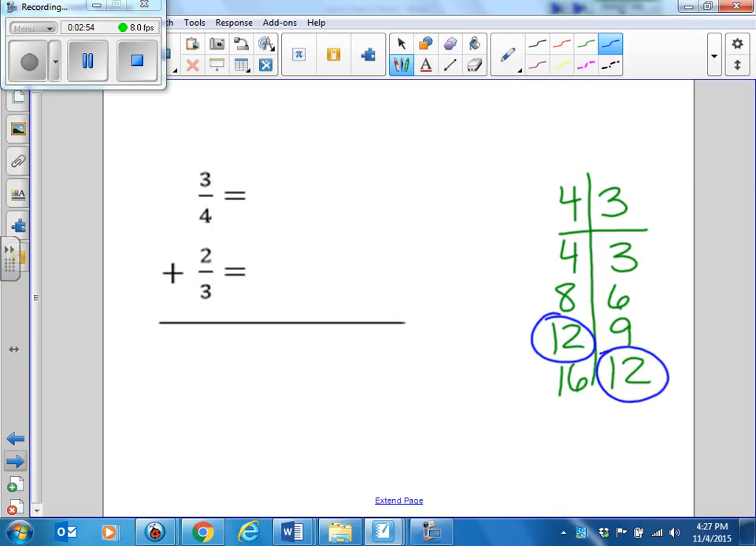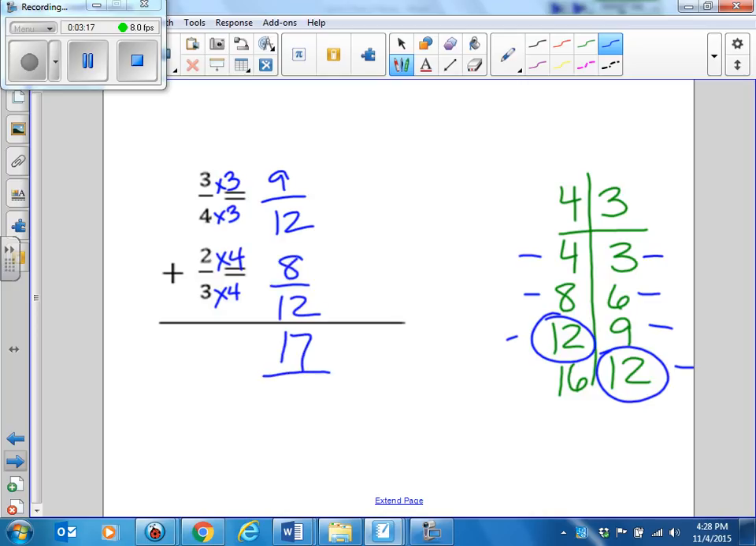All right, so what did we multiply 4 by? Well, 1, 2, 3. We multiplied by 3, so times 3. And I ended up with 9/12. Okay? And then what did I multiply 3 by? 1, 2, 3, 4. I multiplied by 4. So it is 8/12. Now 9 plus 8 is 17. And then the denominator stays the same. But again, I can't leave it in this form. I have to simplify it.